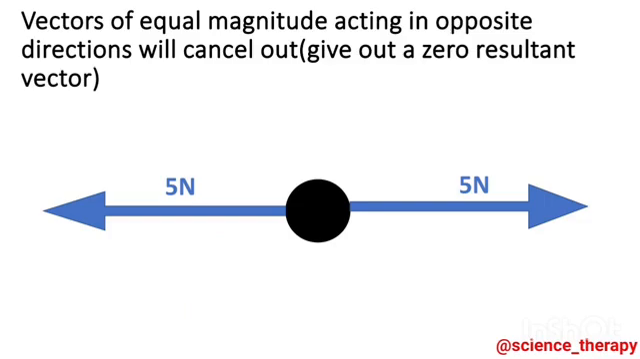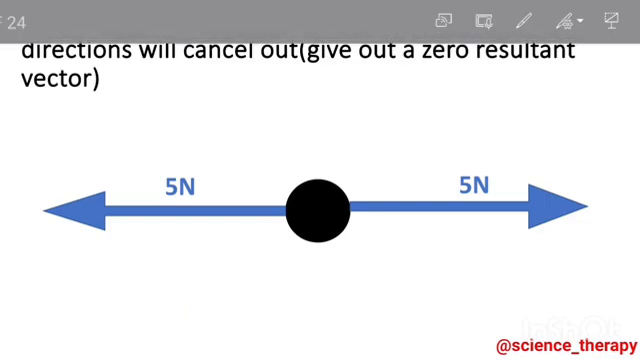Now we have vectors of equal magnitude acting in opposite directions will cancel out. That means they will give a 0 resultant vector. So let's look at this. Now we can see that they're acting in opposite directions. So let's choose right as our positive direction and left as our negative direction. Now how do we then get our F net?